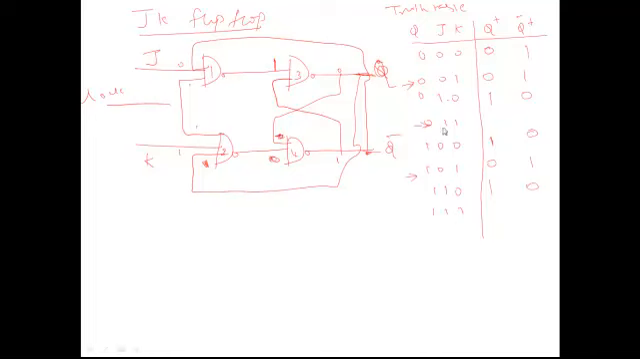Now we need to understand only one last combination, that is the 1 and 1 combination. When J is 1, K is also 1. We have to wait for the next input also, which is nothing but Q. For this combination, let us say Q is 0. Q is 0 in the sense Q bar will be 1 obviously.